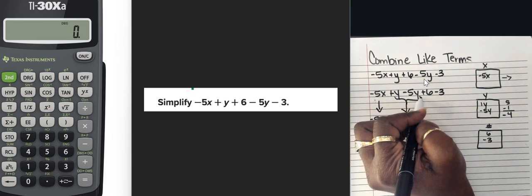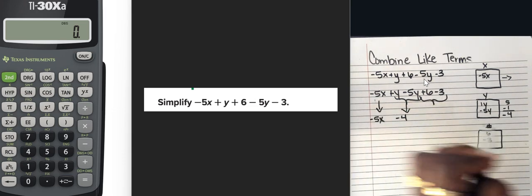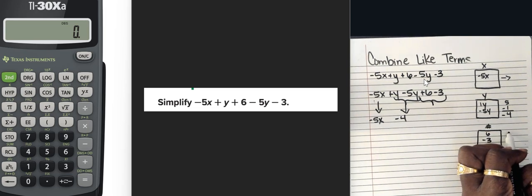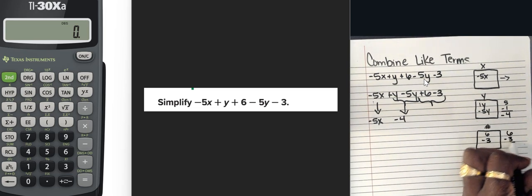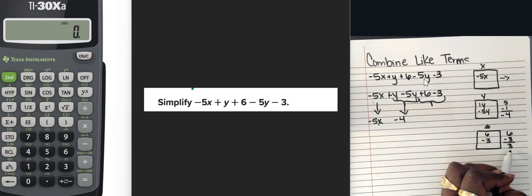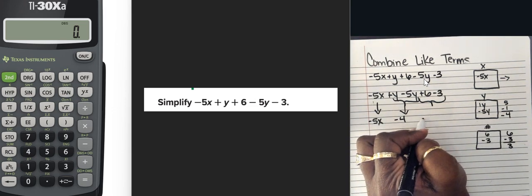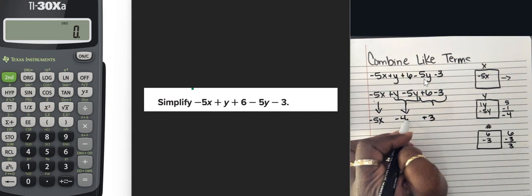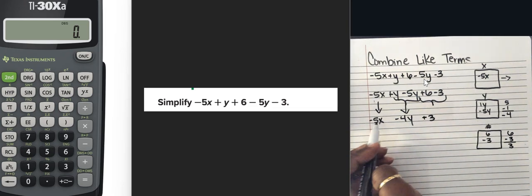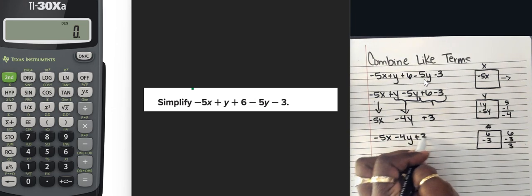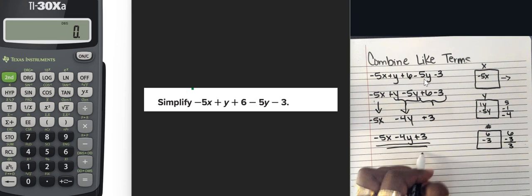And then we need to do our constant. So we have 6 going in a positive direction, 3 going in a negative direction. So remember, you just use subtraction. So 6 minus 3, that leaves me with 3. 6 is the larger number and it's positive, so that 3 needs to stay positive. So we're going to say plus 3. So when we simplify this, oh, I didn't put my y here. What we should have when we put it all together is negative 5x minus 4y plus 3. So this is your answer.